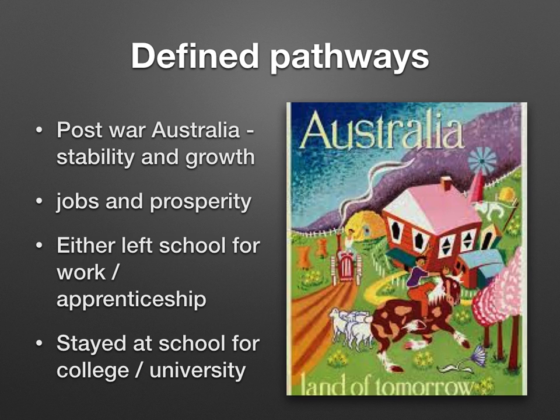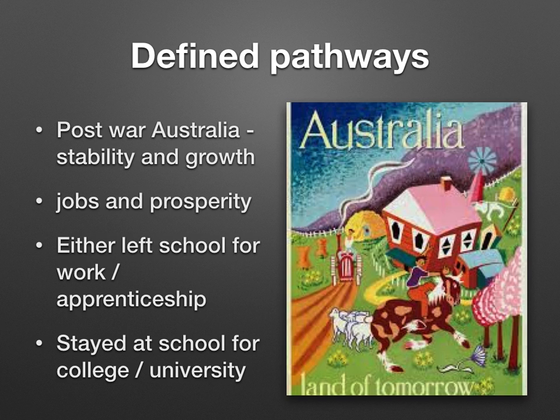So the first is looking at the pathways from being a child to an adult. In post-war Australia, there was a lot of stability and growth. There were a lot of jobs and prosperity. In fact, we were looking for people, bringing migrants in to work in the agriculture and mining industries. And there were very defined pathways.